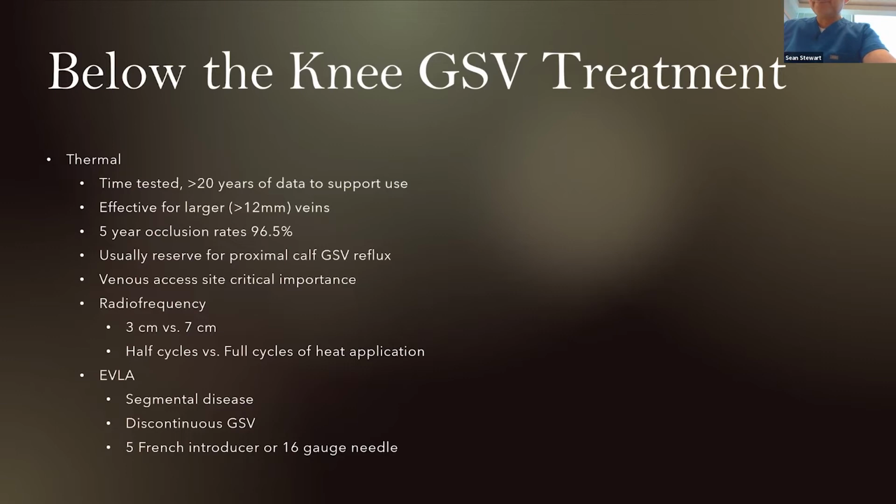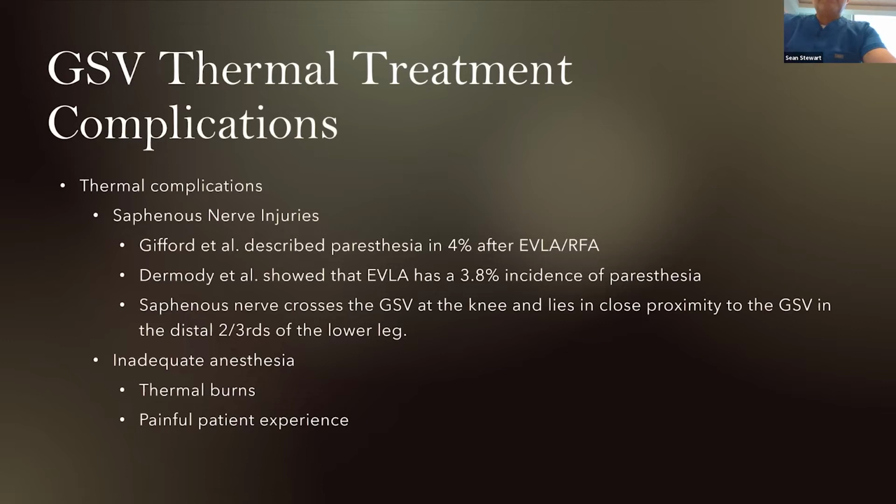So three things to consider with below the knee thermal ablation. First, saphenous nerve injury. The saphenous nerve is in close proximity to the GSV at two locations, at the knee and in the distal two-thirds of the lower leg. So I kind of consider the safe zone for GSV thermal ablation to be no higher than the gastroc and no lower than the gastroc.